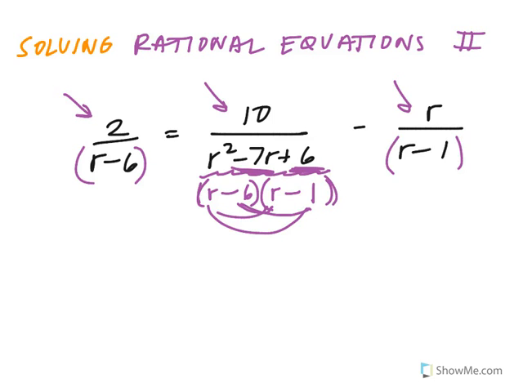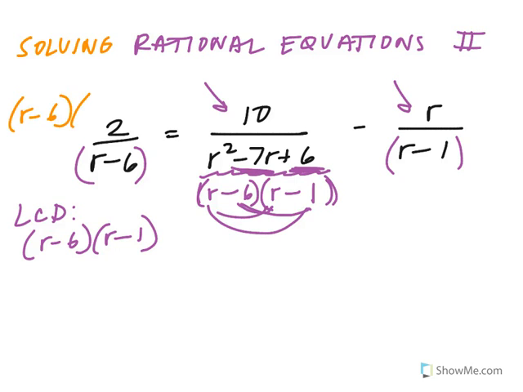So when you look at all these denominators, you can probably convince yourself that the lowest common denominator, that is the quantity that we'll have to multiply everything by, is going to have to be r minus 6 times r minus 1. And let's just show that that works. So here we go. We're going to multiply every single numerator by the lowest common denominator.